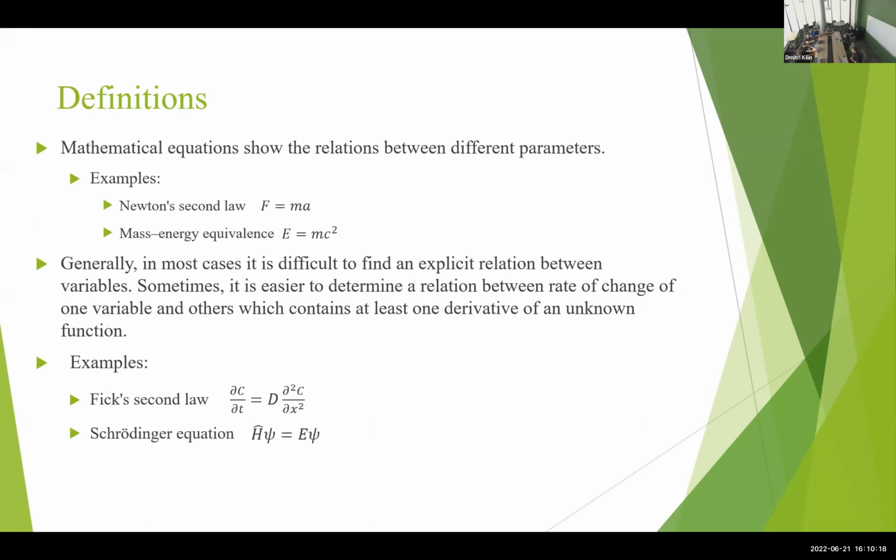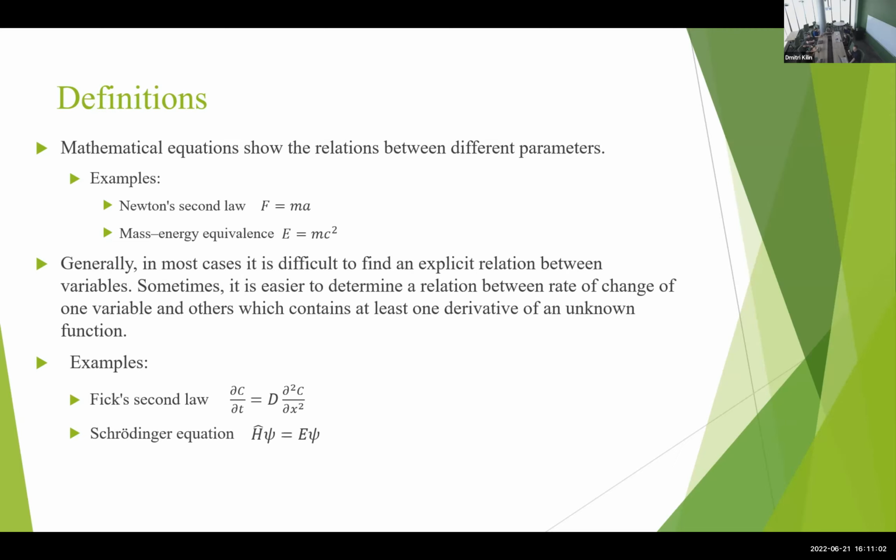So let's begin. In mathematics, we try to explain the relation between different parameters and variables in something that we call an equation. Explicit equation examples are Newton's second law or mass-energy equivalence, which are really famous. But this kind of explicit definition and relations, unfortunately, are really rare because nature and reality are really complex. So we have no choice but to define the relation based on the rate of change of variables.